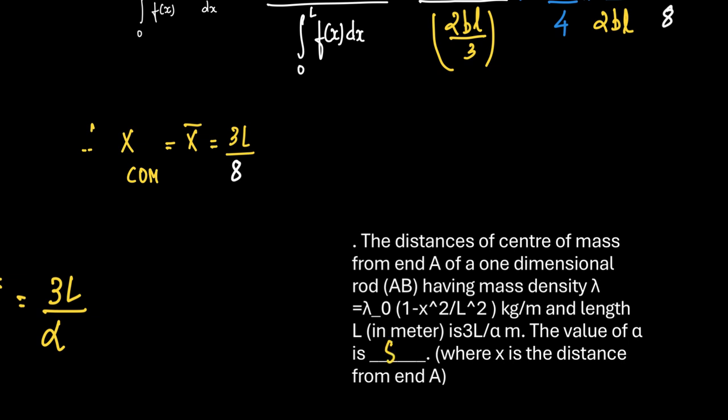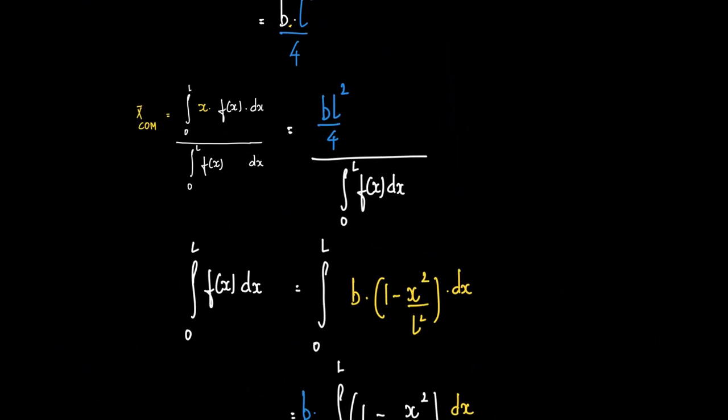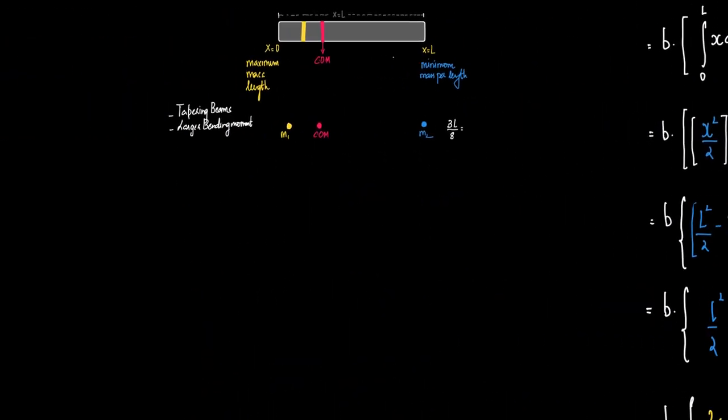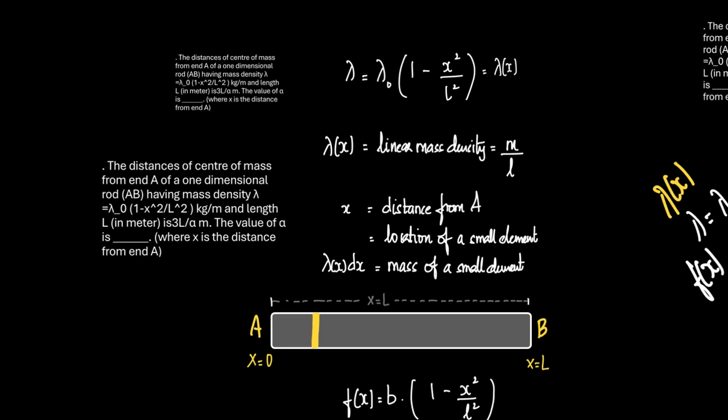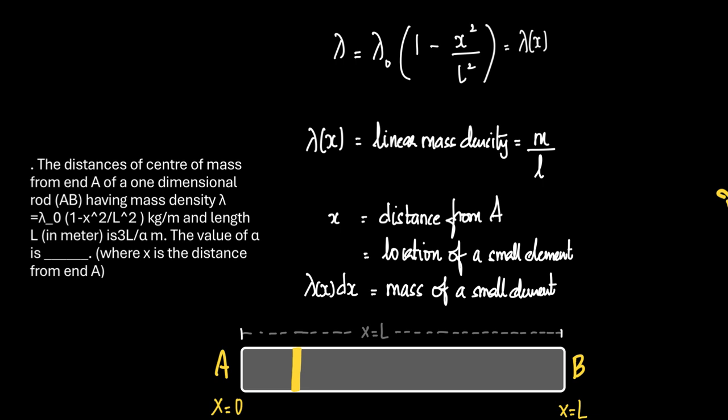Now we will definitely come back and analyze the complete process of integration here. But before that, the concept behind the question is the thing that we should be able to understand here. It is given in the question that lambda is equal to lambda 0 into 1 minus x square by L square. So this lambda given to us is actually a function of x. So this is lambda of x.